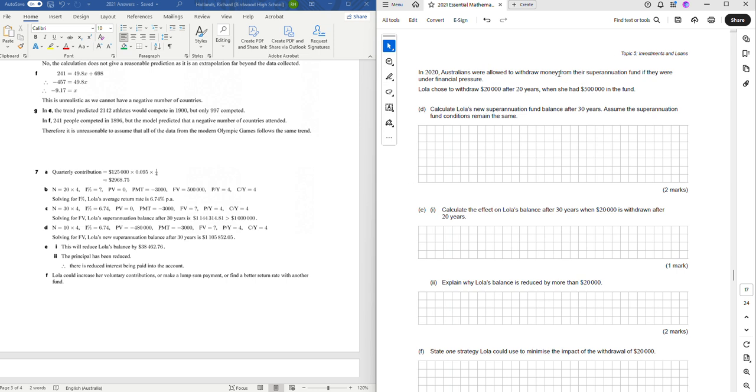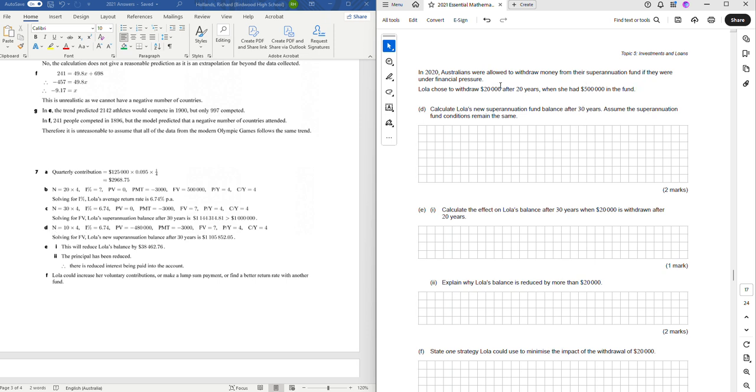In 2020, Australians were allowed to withdraw money from their superannuation fund if they were under financial pressure. Lola chose to withdraw $20,000 after 20 years when she had $500,000 in the fund. Calculate Lola's new superannuation fund balance after 30 years. So after 20 years, we're taking out $20,000. That's why we go, 480 is our present value, and we're going 10 times 4.